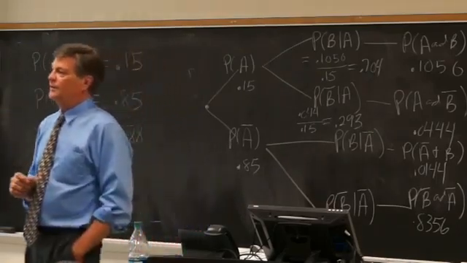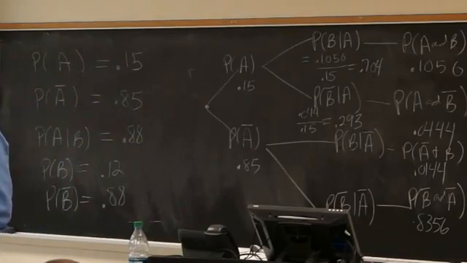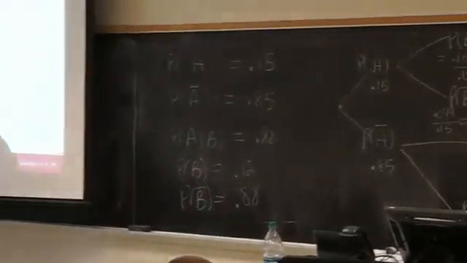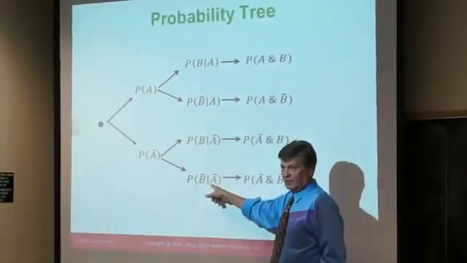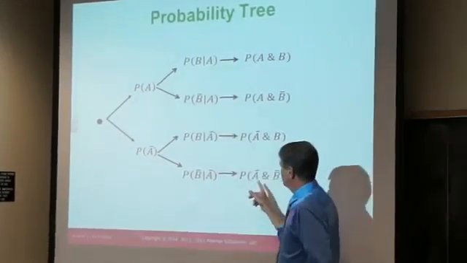Okay, any questions? If not, I'm going to hand out a worksheet for you to work on. Yes. On this, it's multiplying left to right and then dividing right to left, right? Yeah, think of it that way. This times this equals this. Now to get this, the conditional, I divide the joint by the marginal.